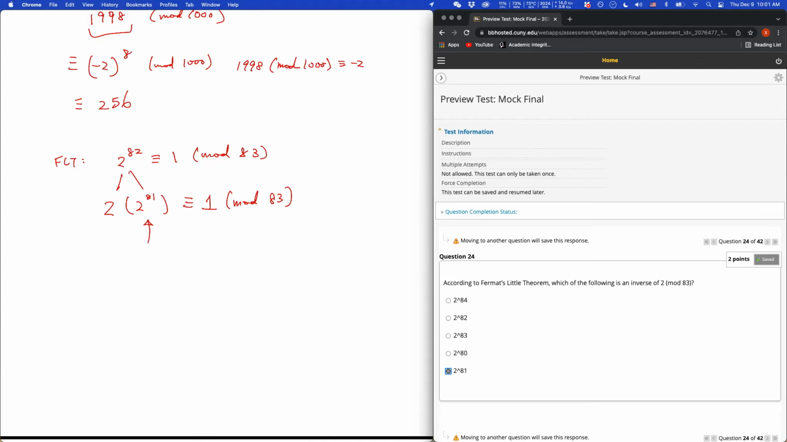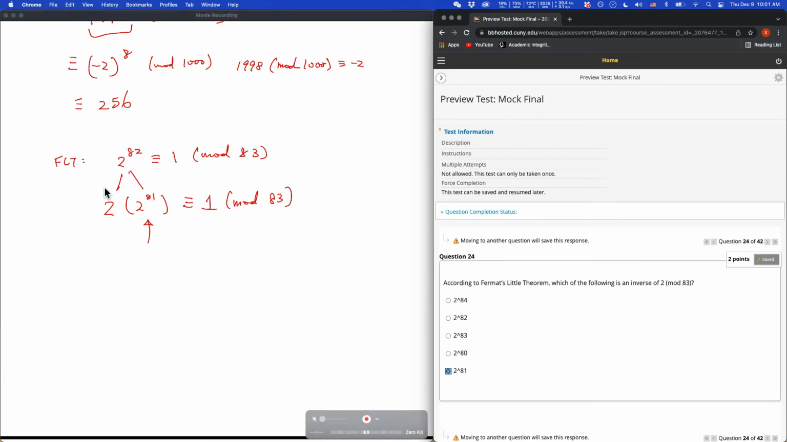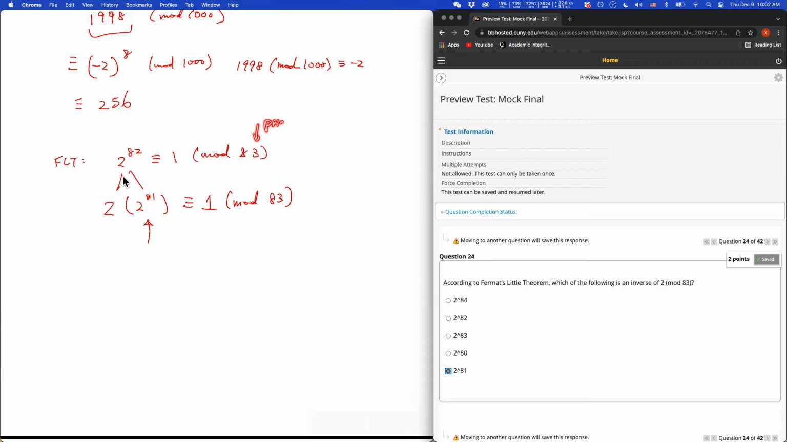Okay. Again, the question is asking, according to Fermat's little theorem, which of the following is the inverse of 2 mod 83? Well, we know according to Fermat's little theorem, if you are modding by a prime, which 83 is, and also 2 is not congruent to 0 mod 83, then 2 to the prime minus 1, which is 82, is congruent to 1 mod 83. This is according to Fermat's little theorem.